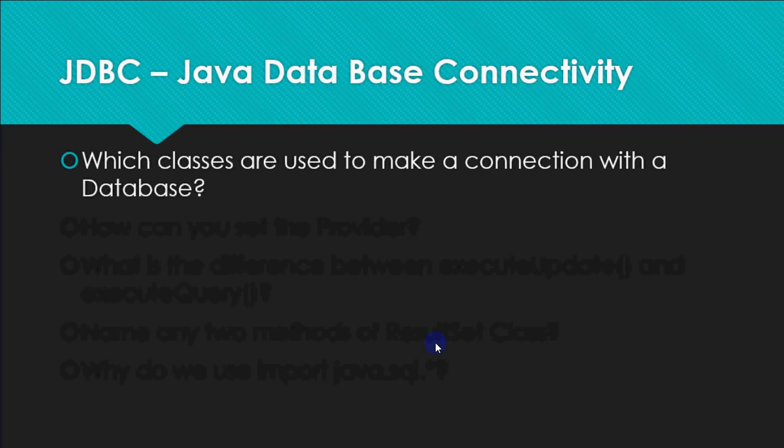What you should know about JDBC is which classes are used to make a connection with a database. That is the class named connection, and the second class is driver manager. So we have two classes required to make a connection. Name of the class is connection and driver manager. Then how can you set the provider? For that we use the line Class.forName, and in brackets we have to write the driver name.